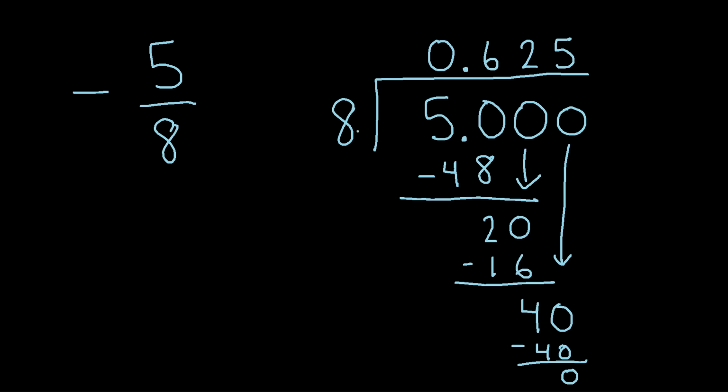So 5 divided by 8 as a decimal is 0.625. But remember, our original fraction was a negative 5/8. So all we have to do is just write a negative out front. So here is our final answer. Negative 5/8 is the same as negative 0.625.